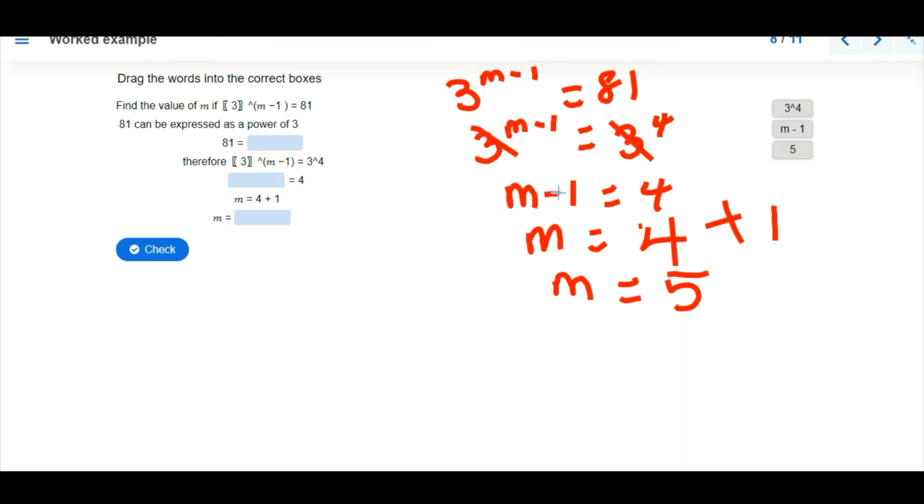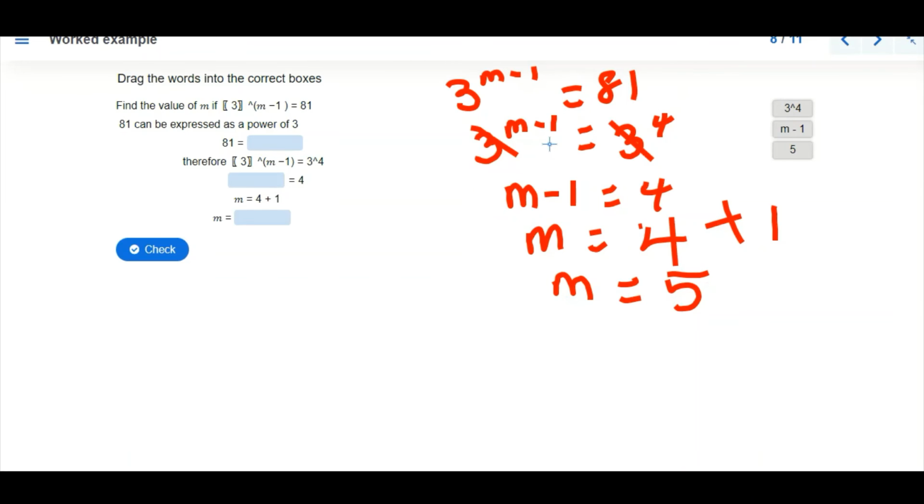Now from here, by the time you have any sign that wants to cross the equals to sign, the sign changes. So if you have minus, when it wants to cross the equals to sign, it will change to plus. And if you have plus there, when it wants to cross the equals to sign, it will change to minus. So having that, we now have m equals 4, then this crosses the equals to sign, changes to plus. So we have 4 plus 1. 4 plus 1 will give us 5. So we have m equals 5.